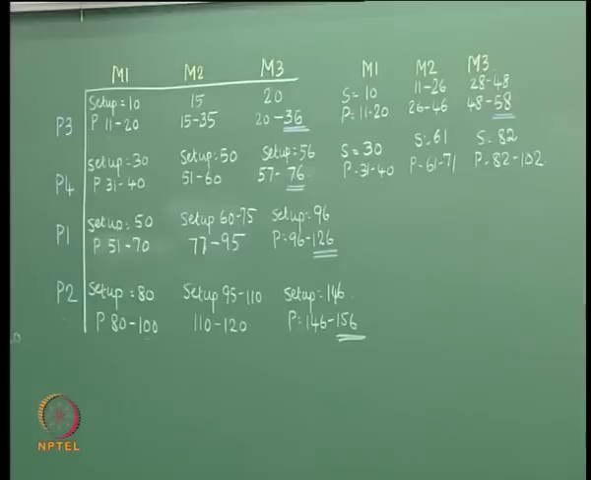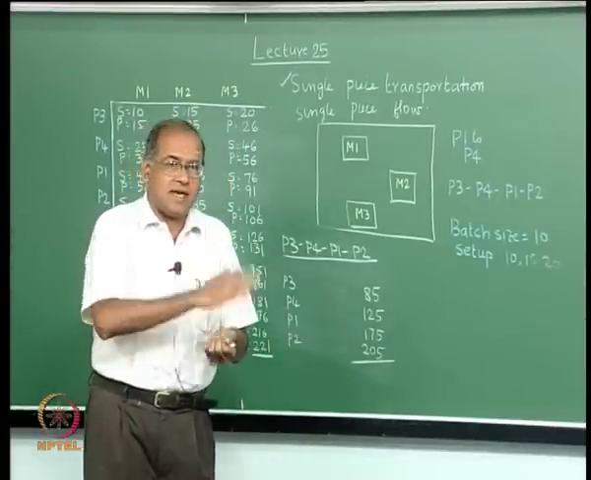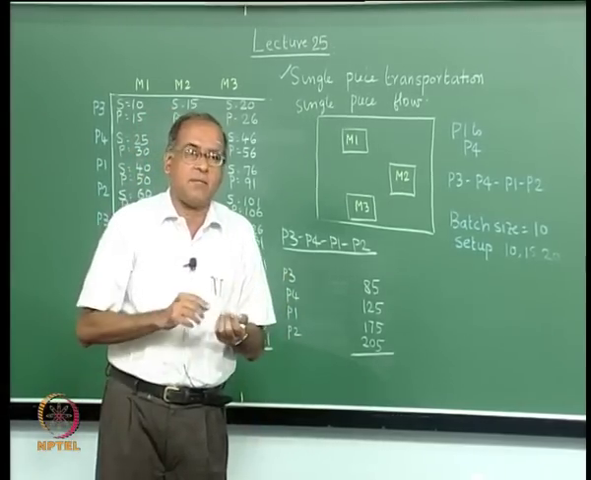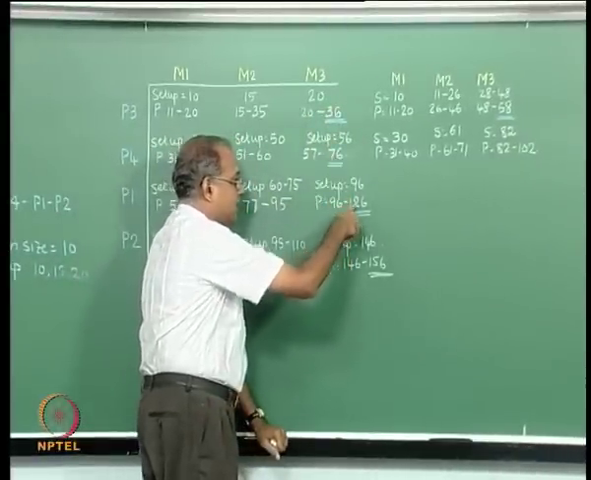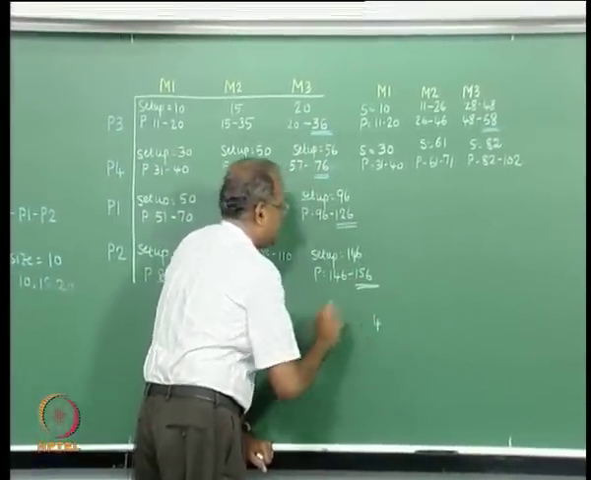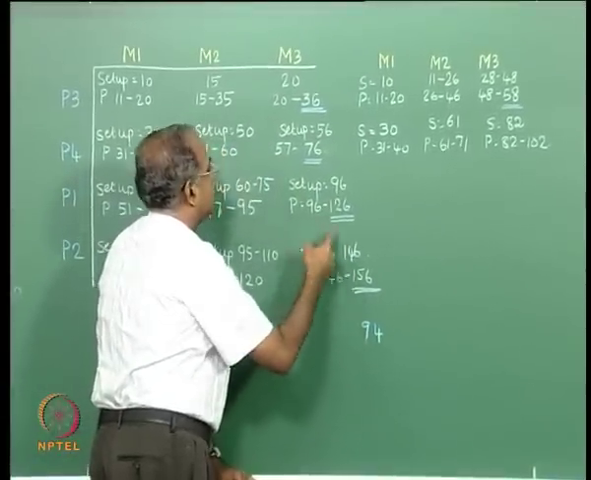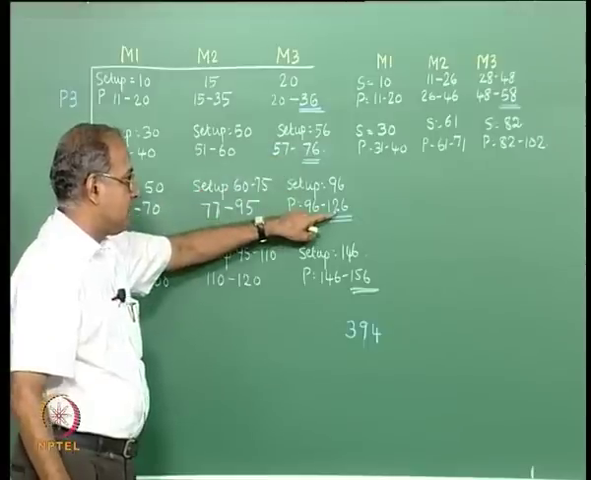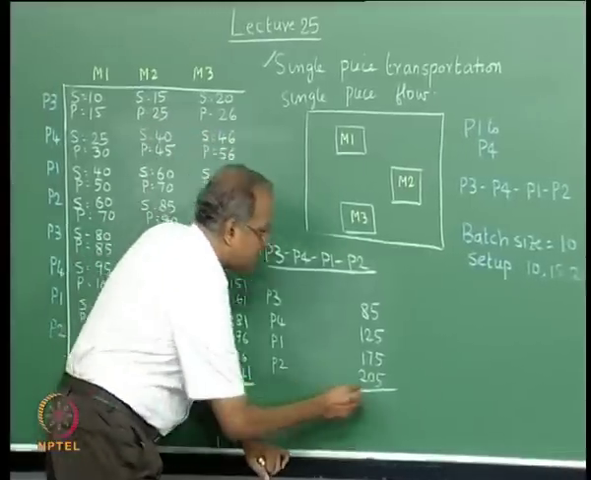Secondly, and more importantly, more than the make span, let us look at the amount of inventory lying in the system. The amount of inventory lying in the system is indirectly represented by the sum of completion times, which is the flow time. So, the sum of completion times for this is 36 plus 76 plus 126 plus 156, which is 394. The sum of completion times here is 590.